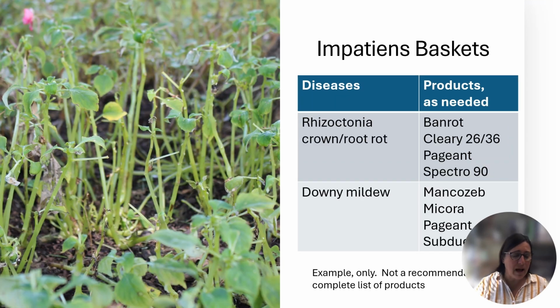So now let's think about those as-needed products for these other two plant diseases that are not really on my priority list, but let's talk about them anyway. So Rhizoctonia crown and root rot. Okay, so products listed there: Banrot, remember, we just saw Banrot was listed earlier, Cleary's 2636, Pageant and Spectro 90. And downy mildew, haven't seen downy mildew in my greenhouse since 2016, but Mancozeb, Mycora, Pageant, and Subdue Max.